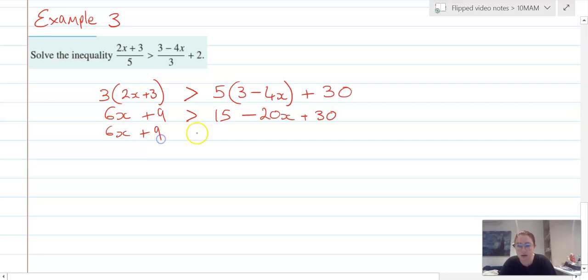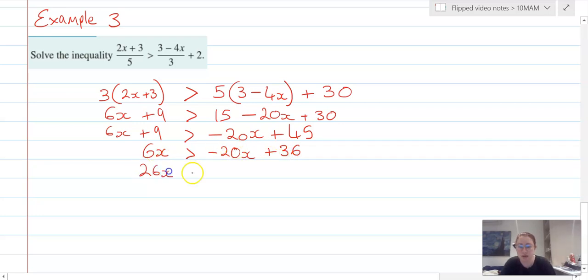So 6x plus 9 is greater than -20x plus 45. Let's take the 9 away. 6x is greater than -20x. 45 minus 9 is 36. And then we'll add the 20. So 26x is greater than 36. X is going to be greater than 36 over 26, which we can simplify down to be 18 over 13.